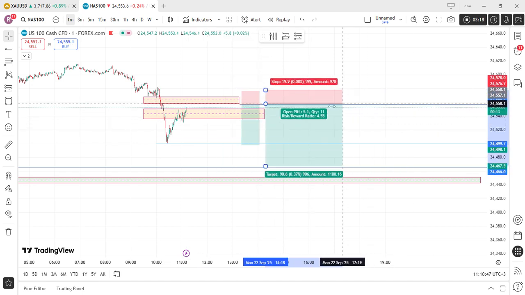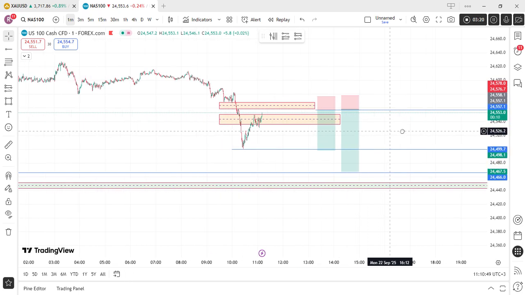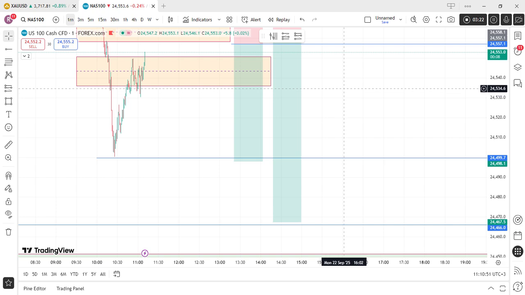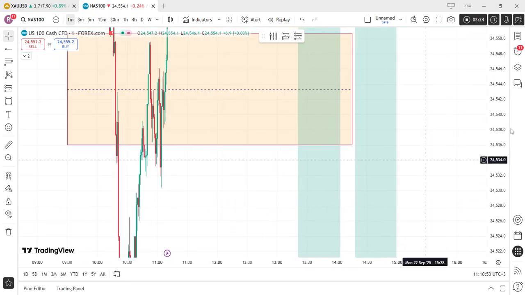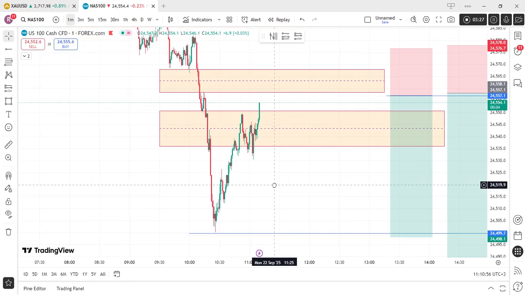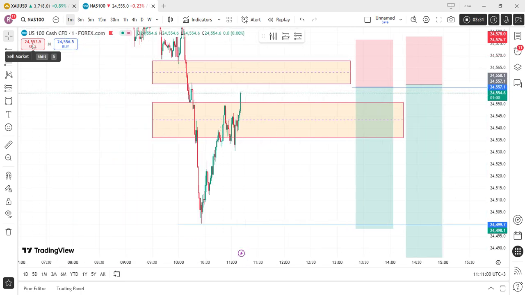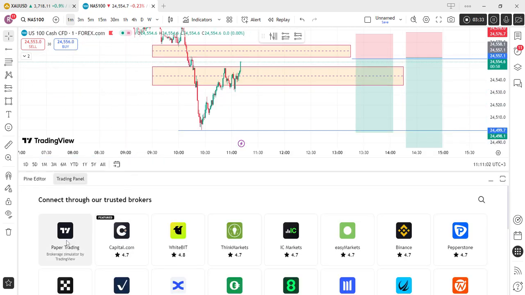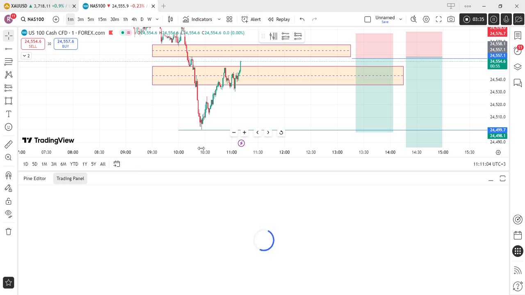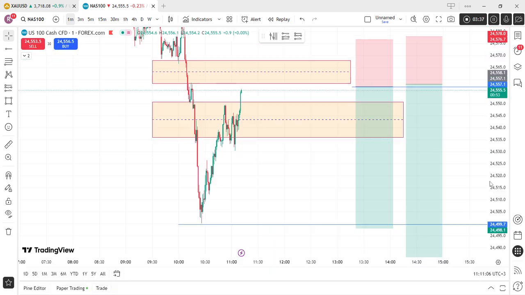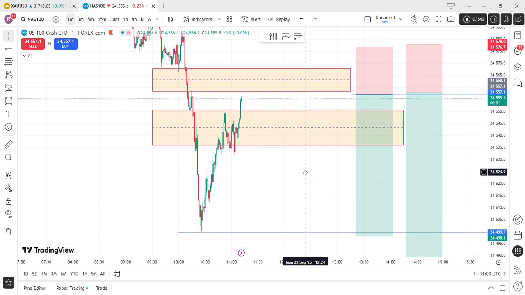I'm now on 1 minute time frame, and this was just a quick entry, and as you can see, price is headed towards the entry point. So let us see what's gonna happen. It's almost there. I don't know whether I have paper trading in here. Let me connect a paper trading account so that I can maybe show you guys what's going on in here.